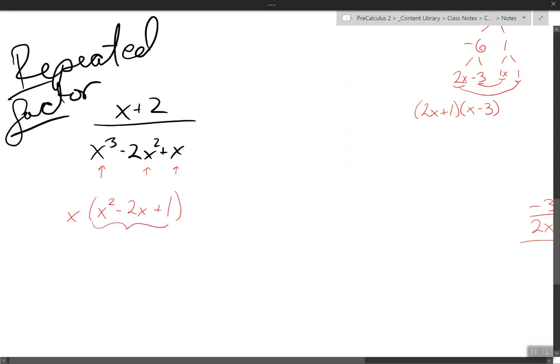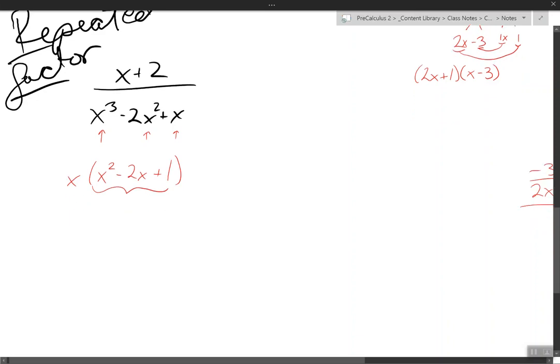This is a quadratic, and I can factor that apart. I need 2 numbers that multiply to be 1 and add up to be -2. So those would be -1 times -1. This is why it's called a repeated factor. This and this are the exact same factor. We see it twice. Another way that we could write this is quantity x minus 1 squared. So the factor is repeated.